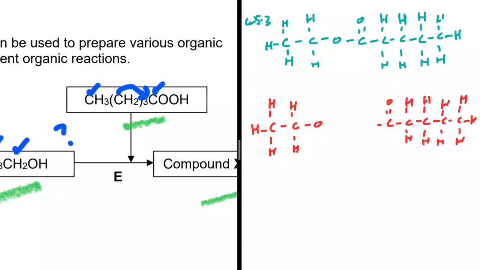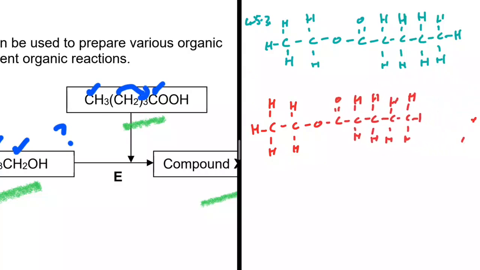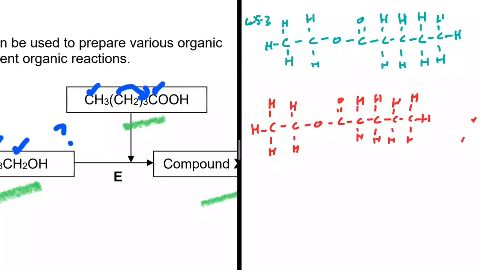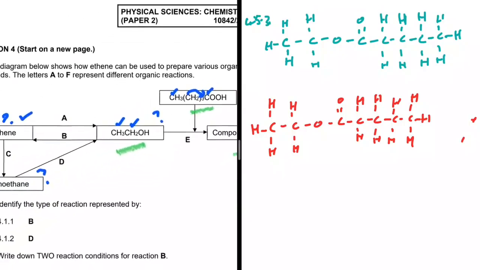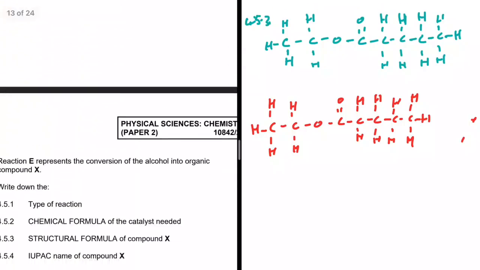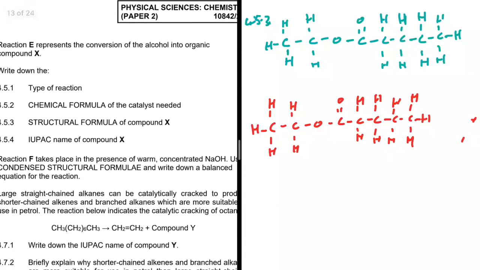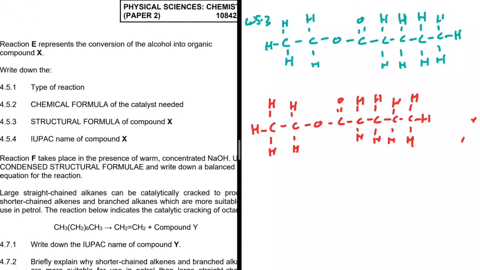So that is why our product ends up looking like this. This is why our product ends up looking like that. Okay, so there we go. I hope you can see where it is coming from. The alcohol loses a hydrogen and the carboxylic acid loses an OH. But anyway, let's take a look at the question that follows.